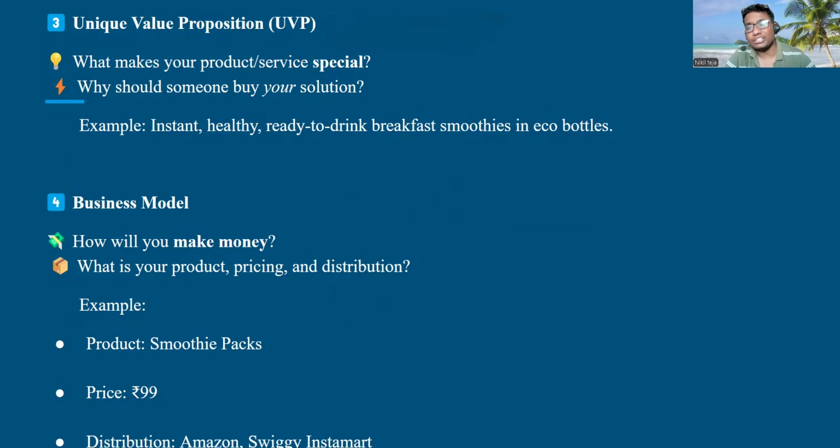Next, distribution. So the third one is distribution. How you will be distributing, how you will be promoting your product, where you will be selling your product.